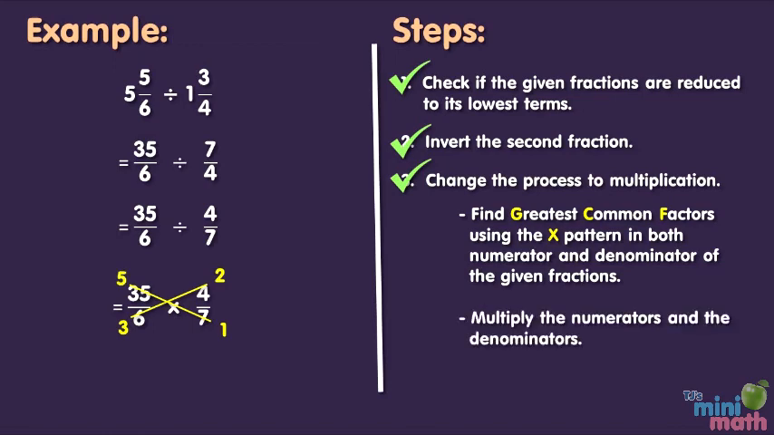Then we are going to multiply the new numerators and denominators. So that is 5 times 2, we have 10. And 3 times 1, we have 3. That is our final answer.